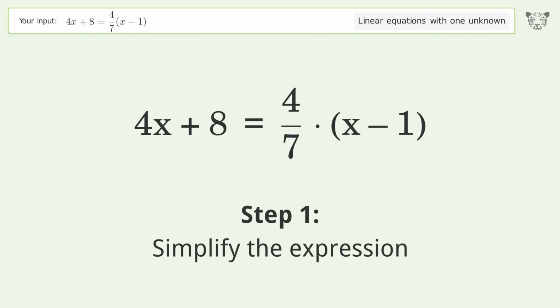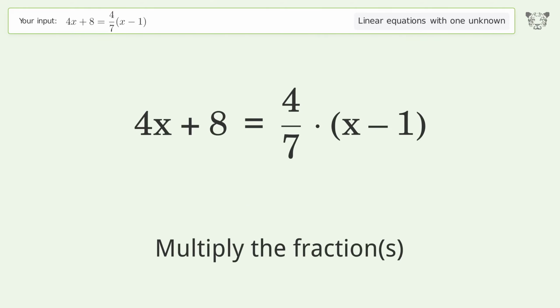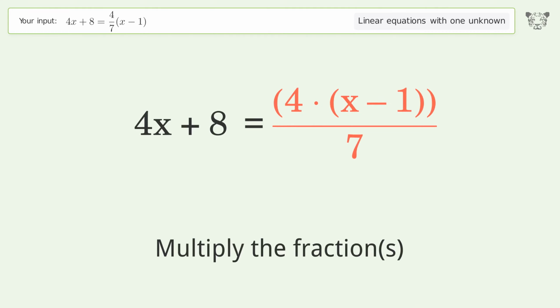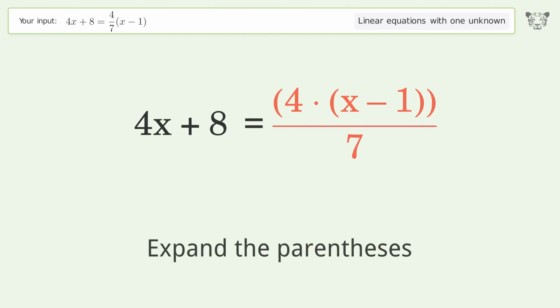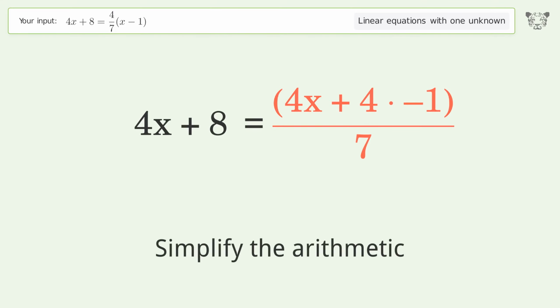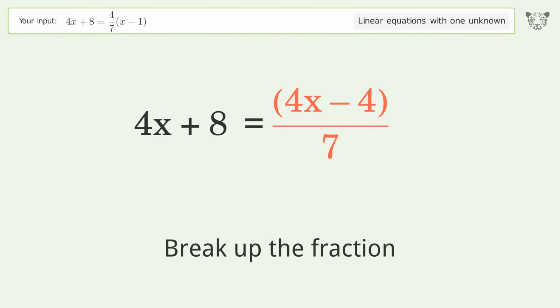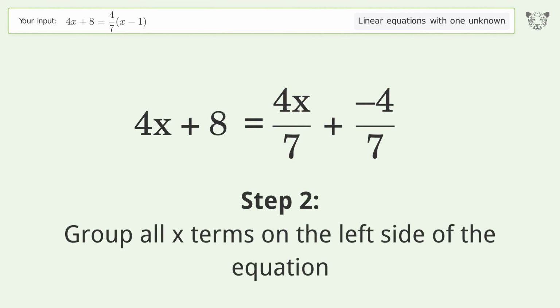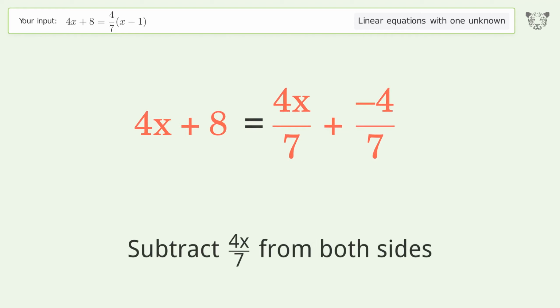Simplify the expression. Multiply the fractions. Expand the parentheses. Simplify the arithmetic. Break up the fraction. Group all x terms on the left side of the equation. Subtract 4x/7 from both sides.